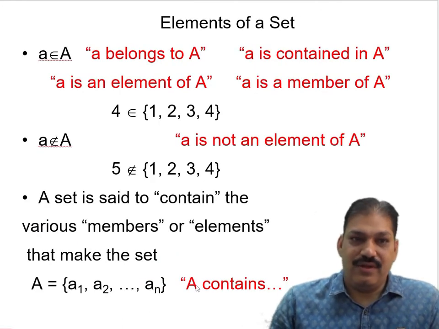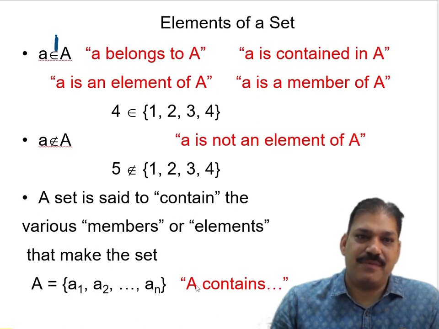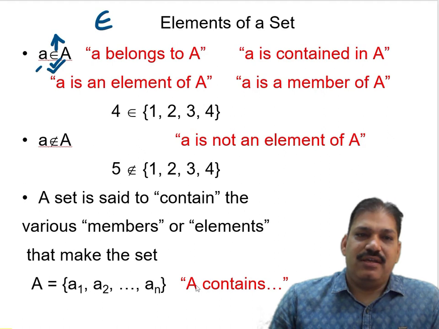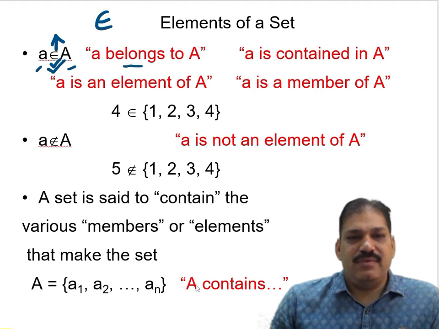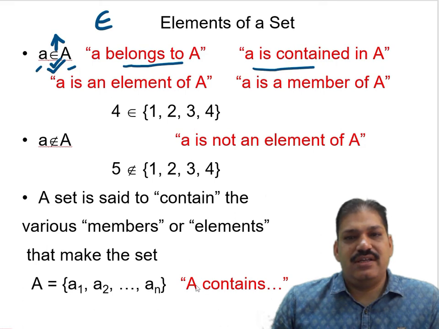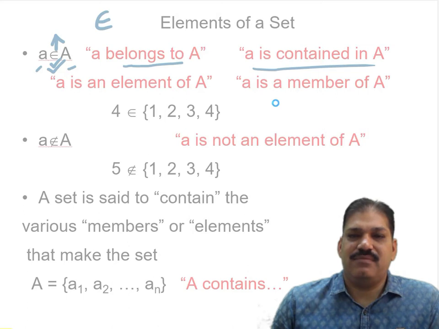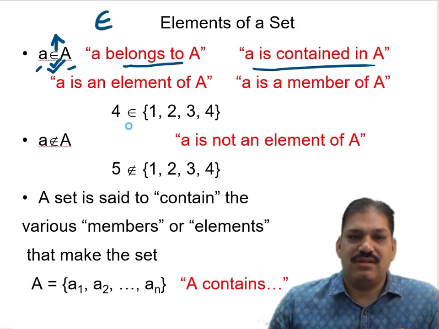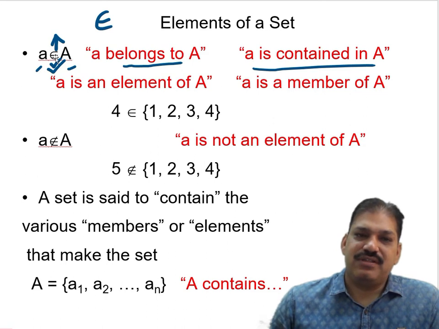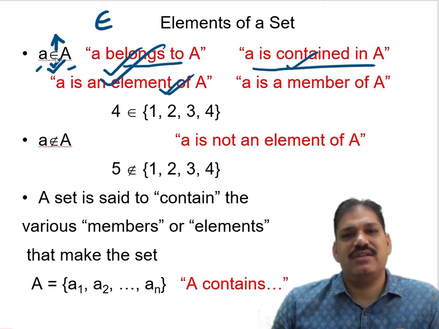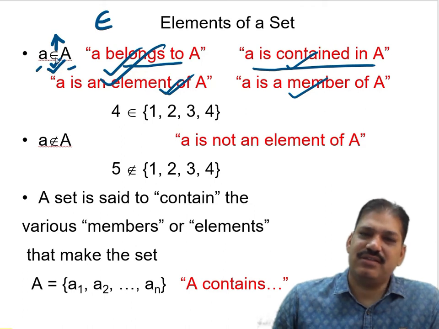Elements of a set. This is a symbol which is known as epsilon. This is taken from the Greek alphabet. If a particular element a belongs to A, then we read that a belongs to A, or we say a is contained in A, or small a is an element of A, or a is a member of A. Any of these phrases can be used. The most used is a belongs to A, or a is an element of A. All are the same thing.